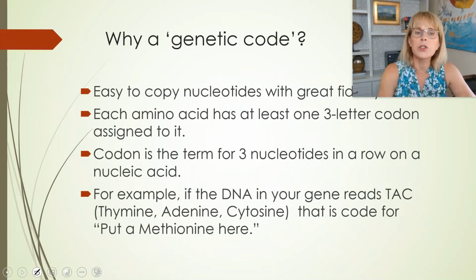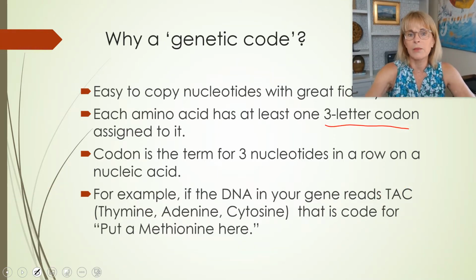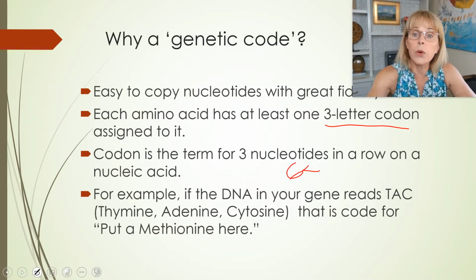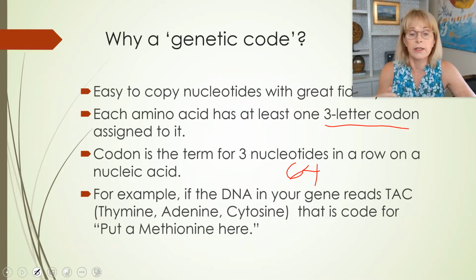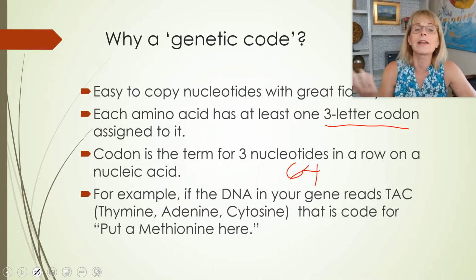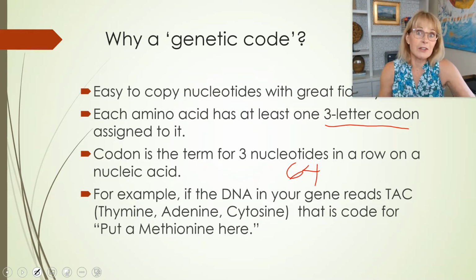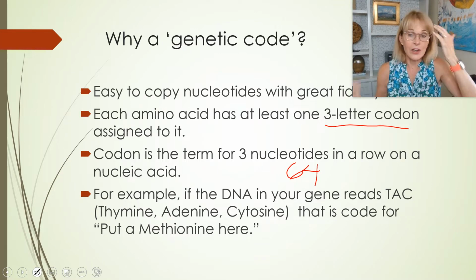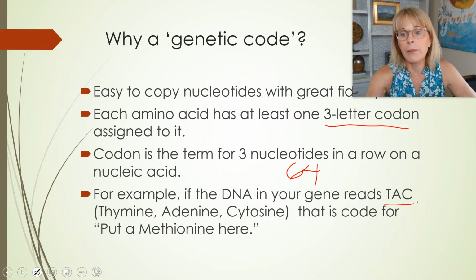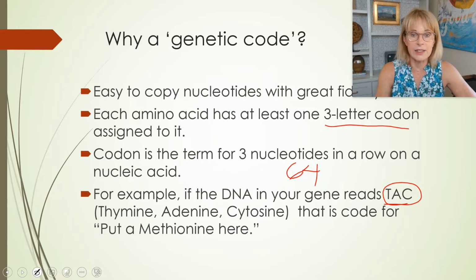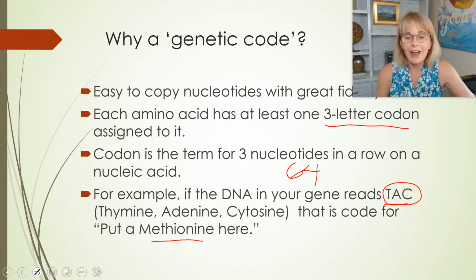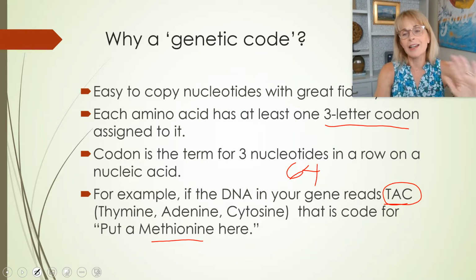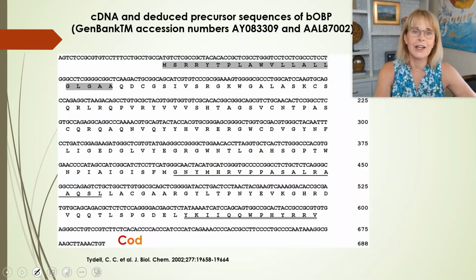So when it comes to using them 3 at a time, you can end up making 64 unique little 3-letter words like GAT, GTT, GGT, right? You can make 64 of them. So life has created a code, and that code will say something like, for example, if the DNA says TAC, that's code for put a methionine here. Every amino acid has got at least one codon that identifies it.